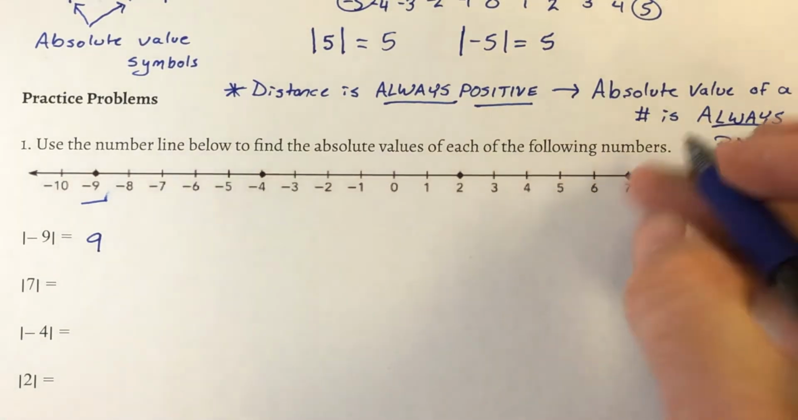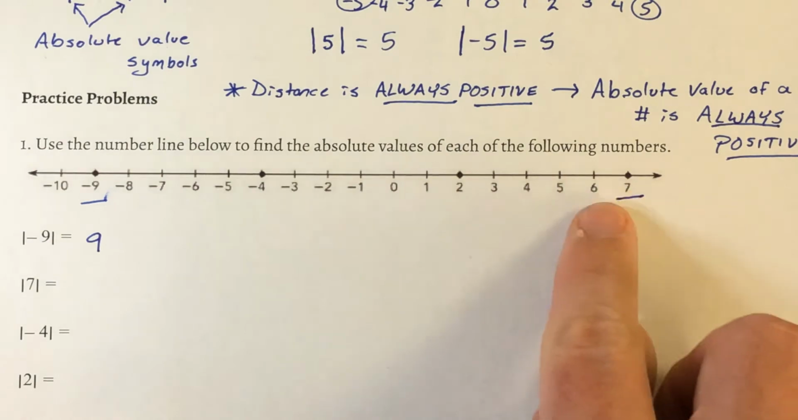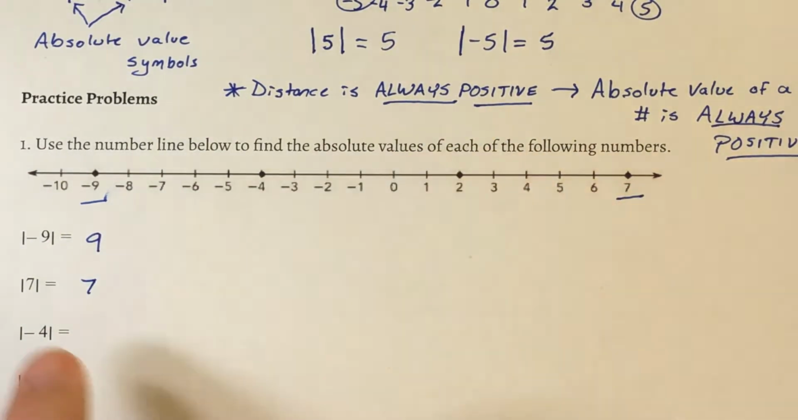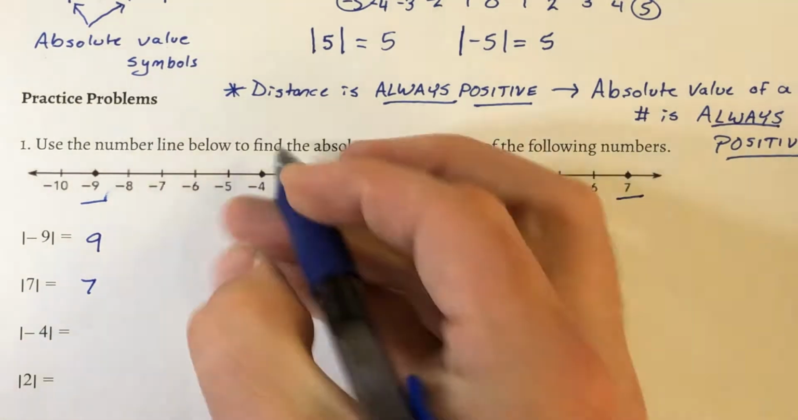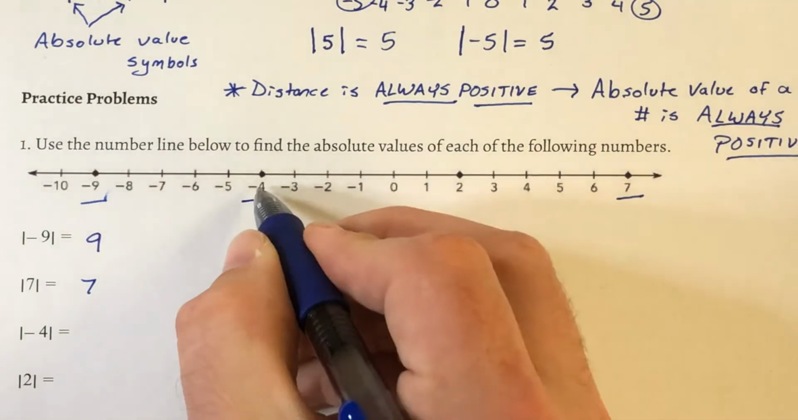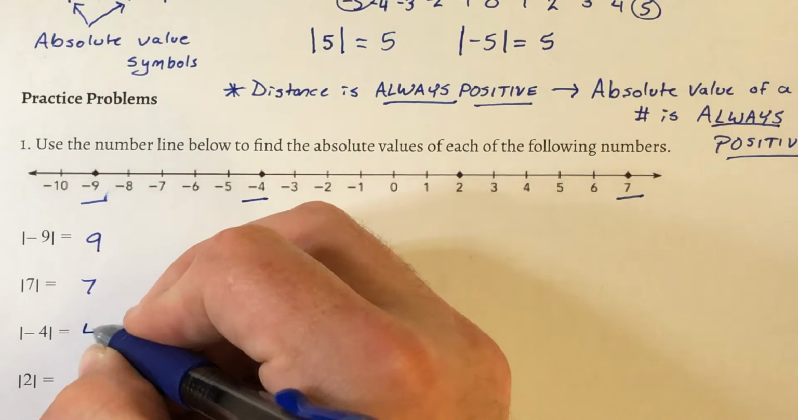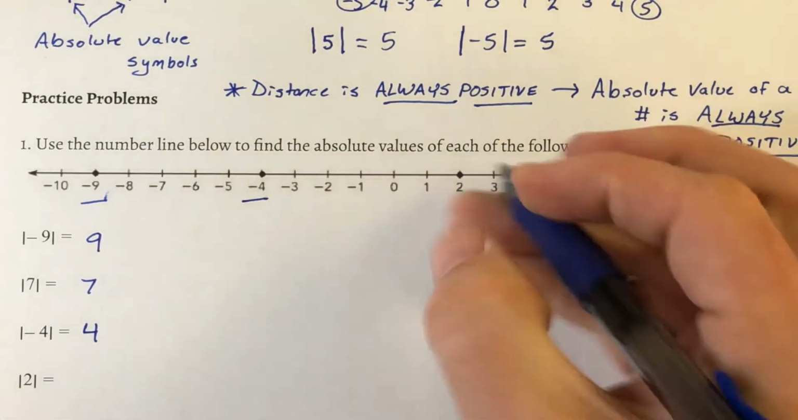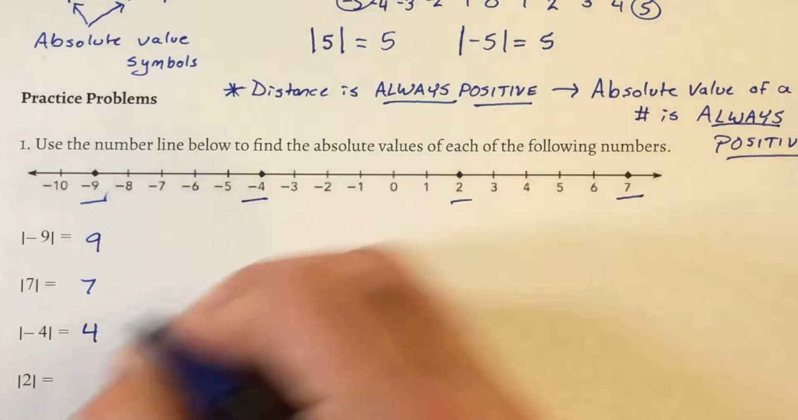Absolute value of 7. How far is 7 from 0? 7's right here. 1, 2, 3, 4, 5, 6, 7 away. Absolute value of negative 4. How far is it from 0? 1, 2, 3, 4. Absolute value of 2. 2 is 1, 2 away from 0.